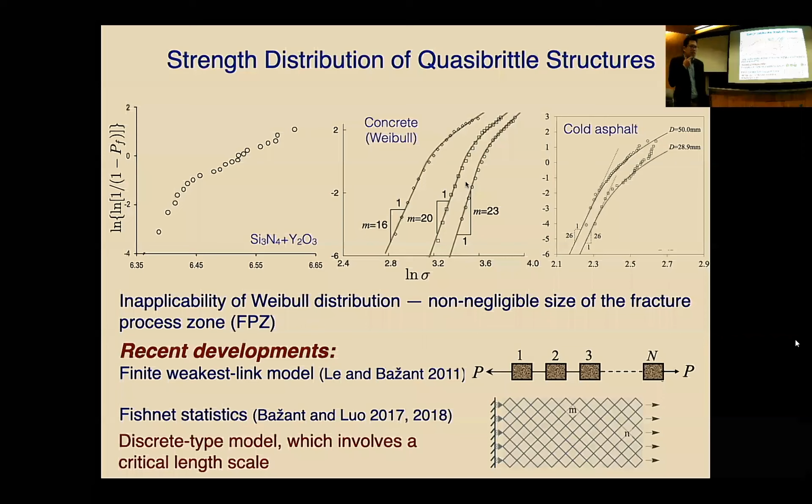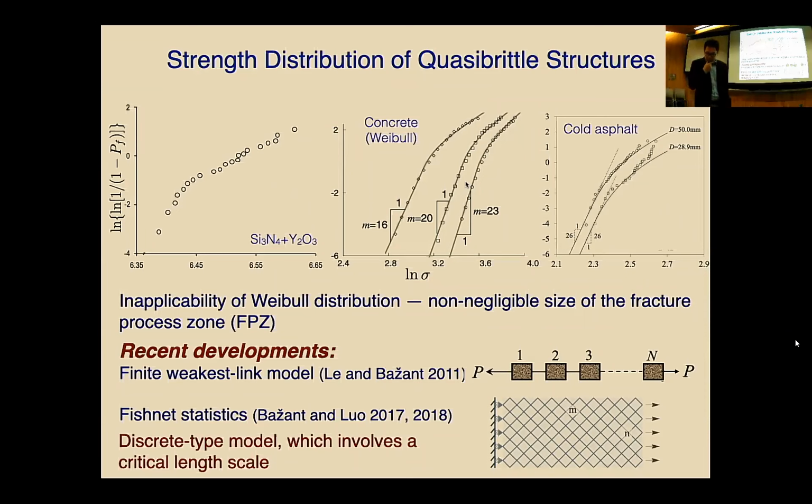To address this fundamental problem, the recent development is that we propose a finite weakest-link model. That is my PhD work with Bazant. Here we still think that the specimen is modeled as a chain, but now we relax the assumption: n is not infinite, n is finite. Of course, it seems to be a simple relaxation of the condition, but it leads to quite involved work to determine the distribution of the chain with finite n. Yet we did that, and the finite weakest-link model is able to fit all these kinds of non-Weibullian test data. The recent work at Northwestern by Bazant and Luo is on the fishnet statistics.